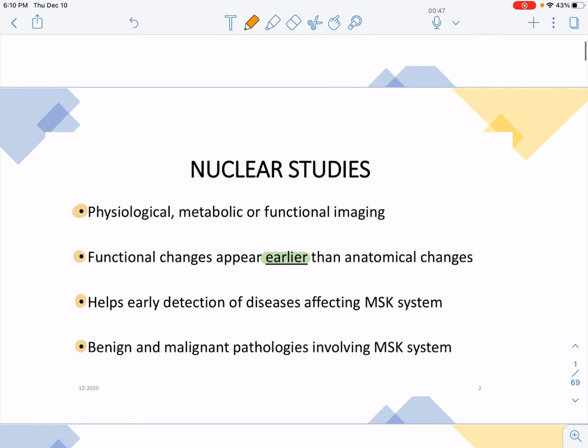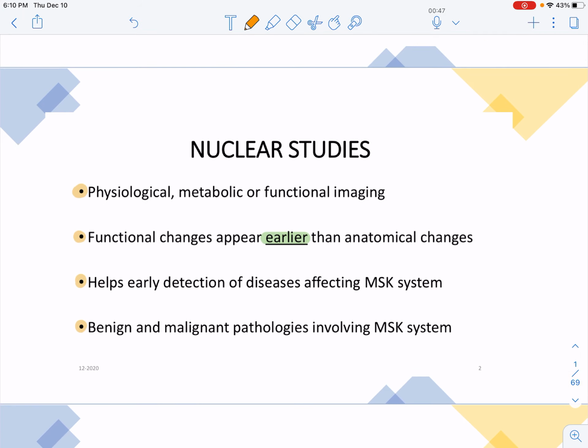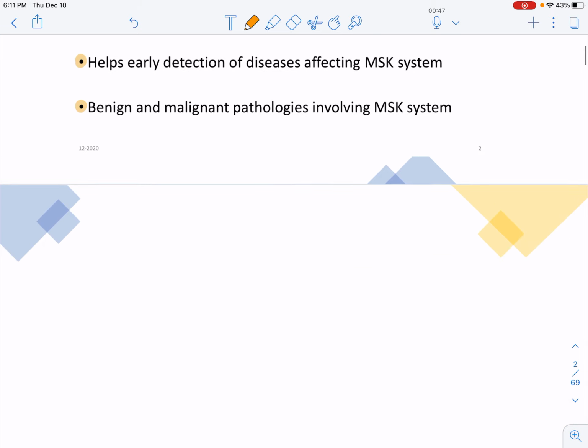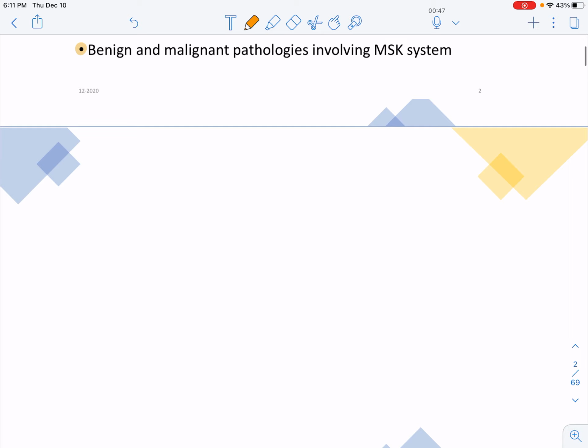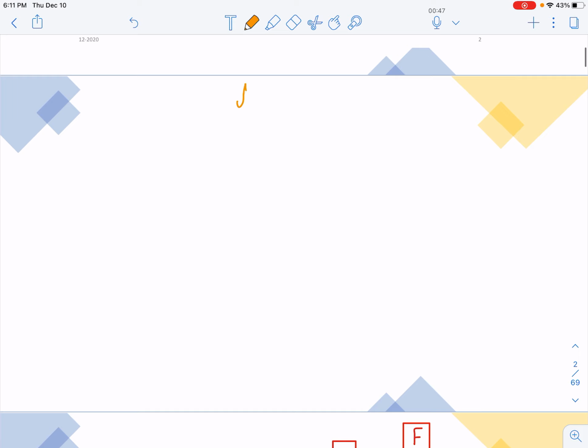So let's start. The first slide defines what nuclear medicine is and why it's important to use it in the MSK system. To understand the definition, a physiological, metabolic, functional imaging, we first need to understand that when we use an image to diagnose, we can assess two parts. First, we can assess the anatomy, and second, we can assess the physiology.